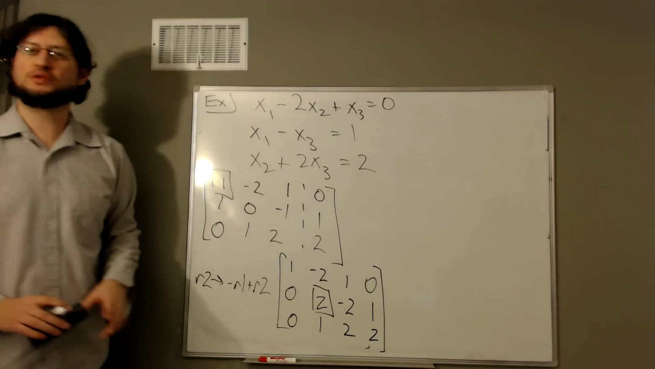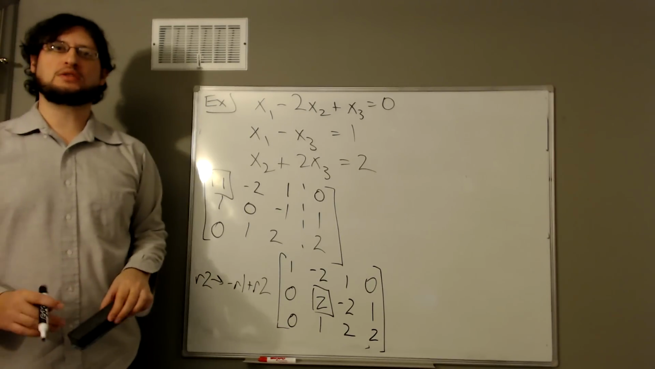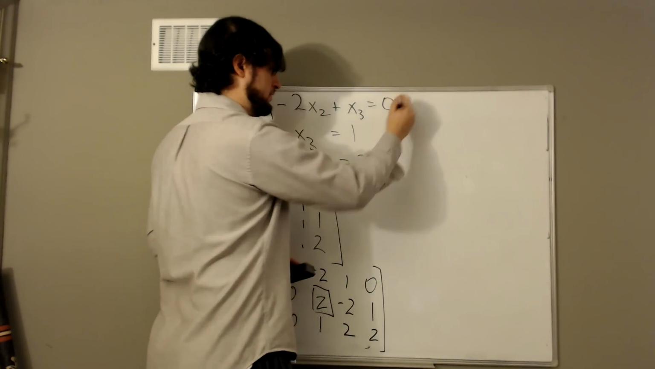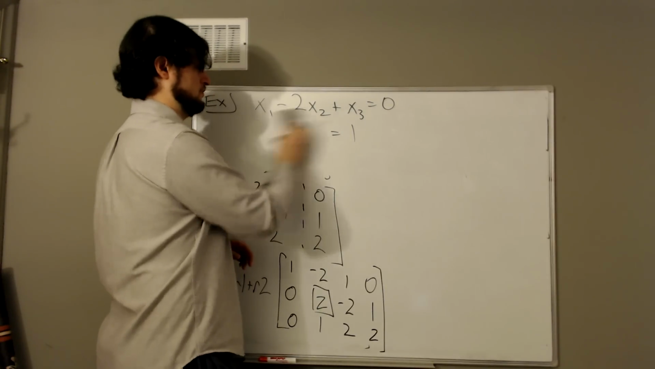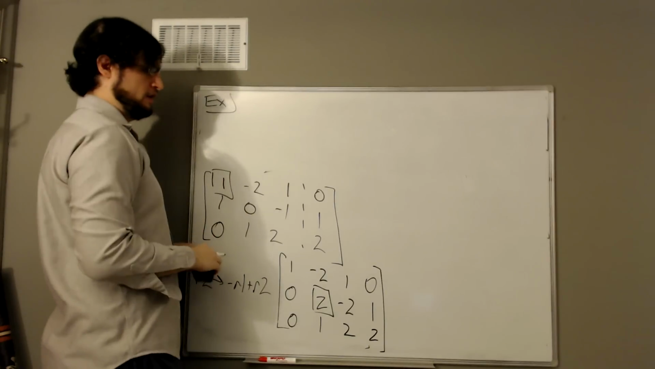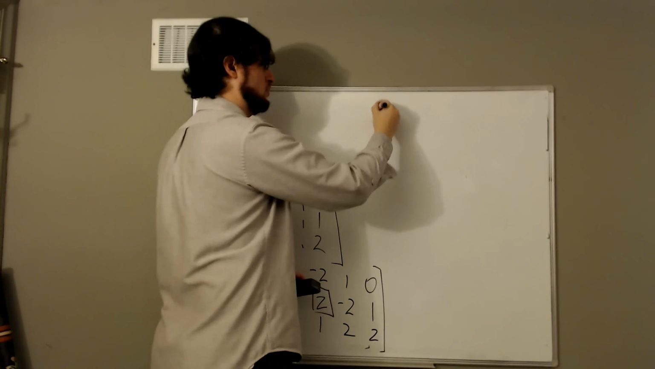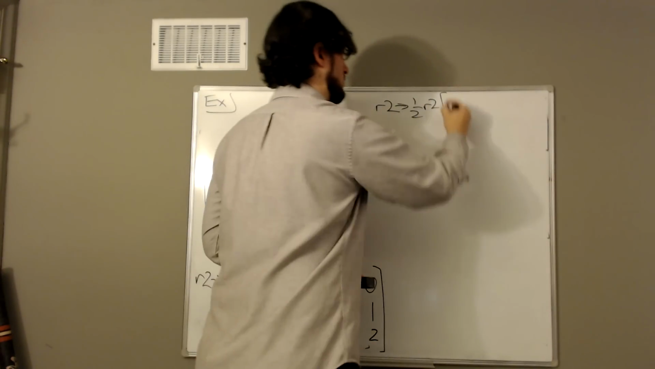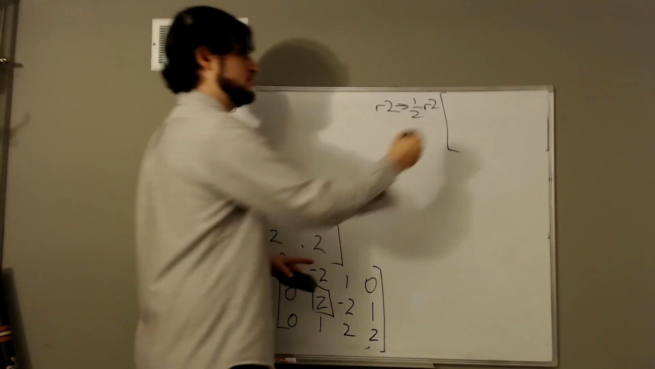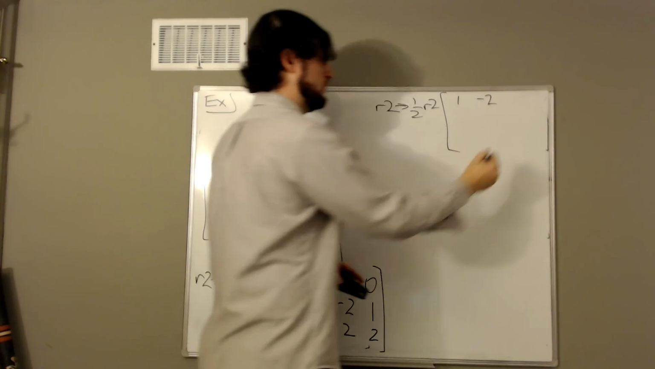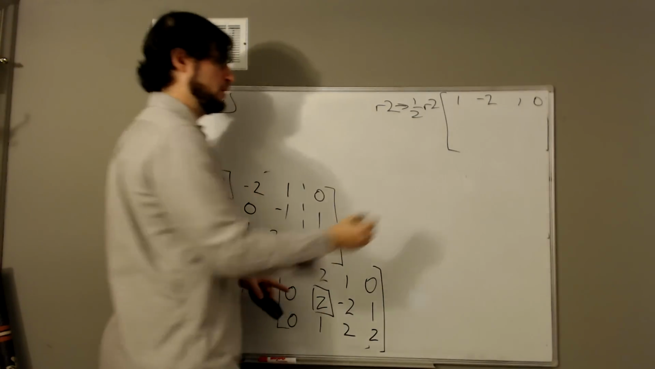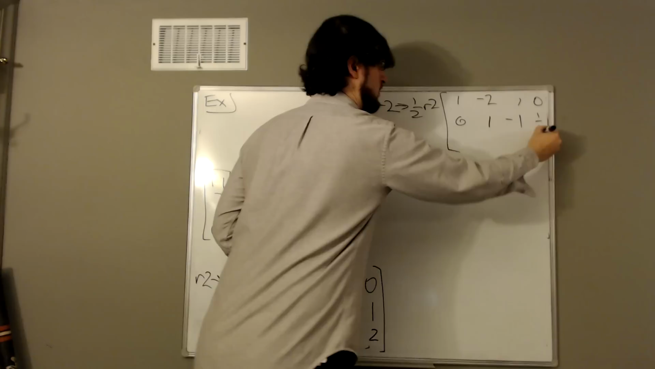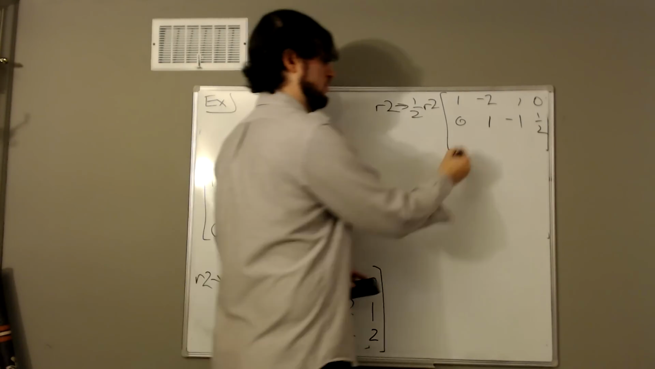Or we could just divide by 2. Either one is fine. In the end, it'll cost you the same amount of work. Let's just divide by 2 right now. So let's just take row 2 and replace it by 1/2 row 2. And if we do that, I haven't changed anything here. 1, -2, 1, 0. 0, 1, -1, 1/2. 0, 1, 2, 2.